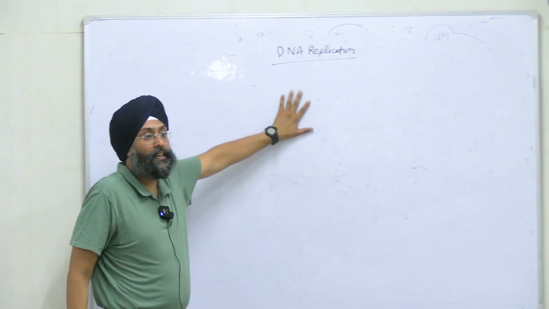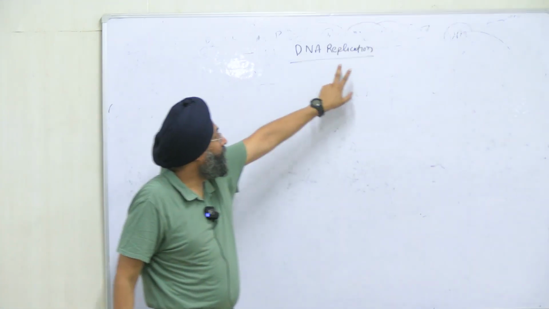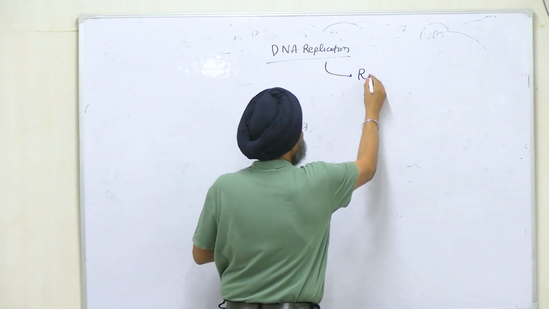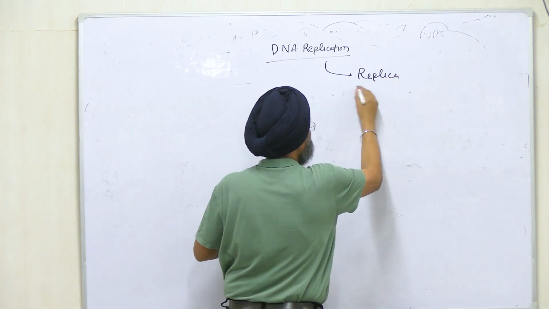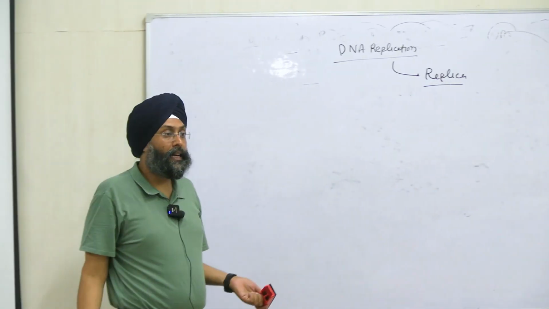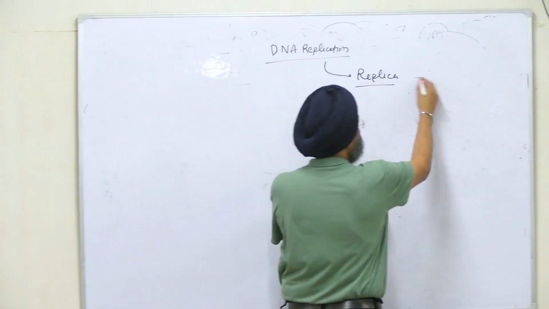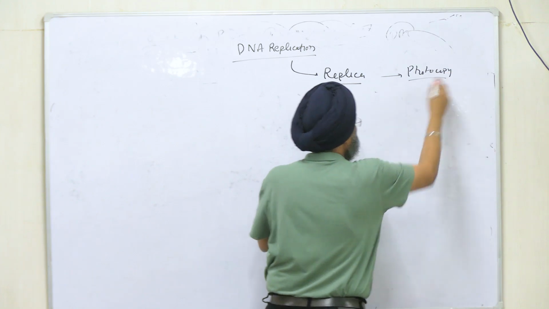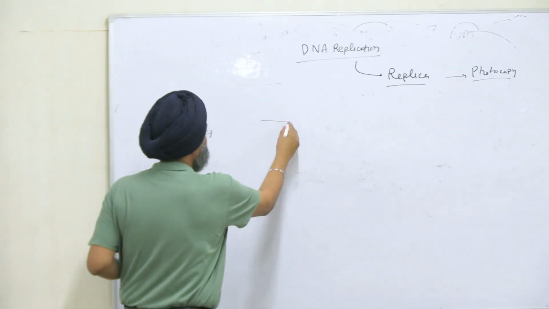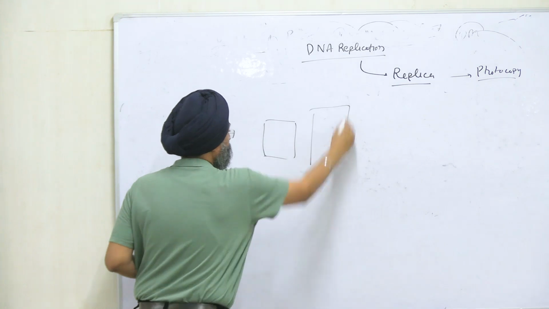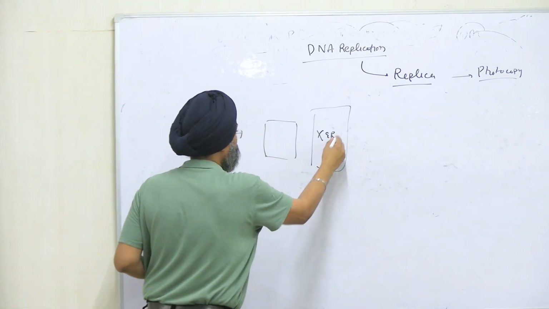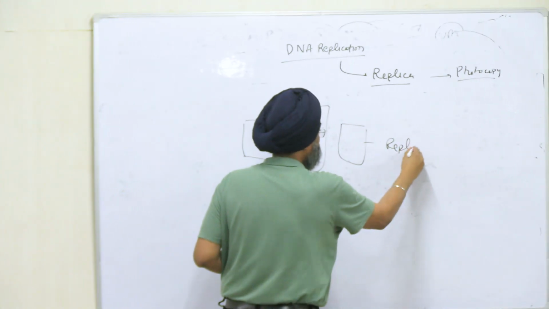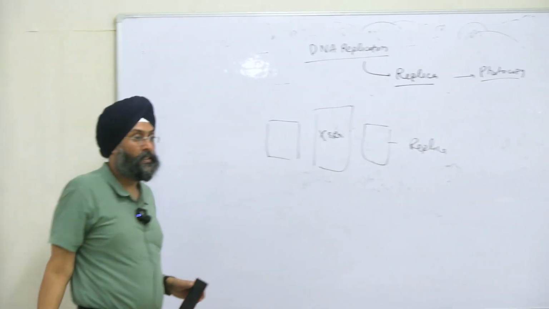So I have written DNA replication. Replication means to form a replica. Replica means you can say a photocopy. How will you compare? You have a paper, you put it in the Xerox machine and you get another copy. It is a replica of that original copy, right?